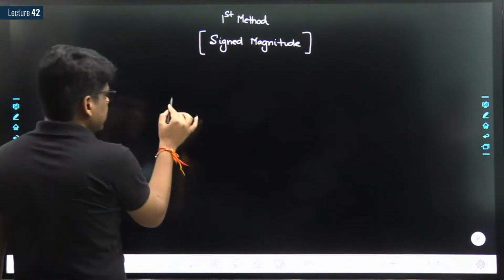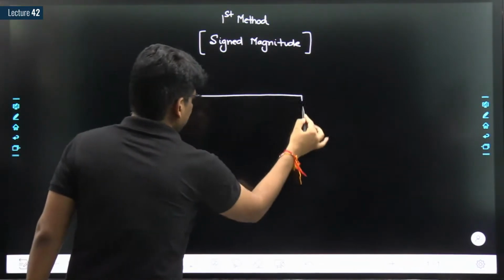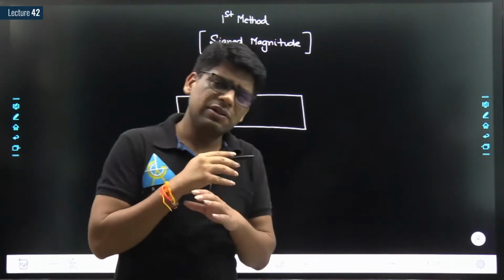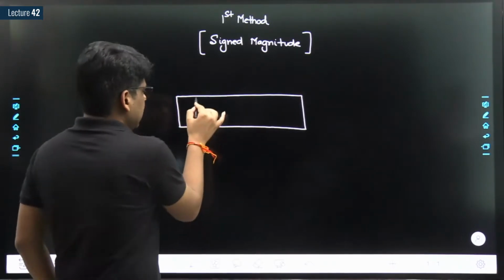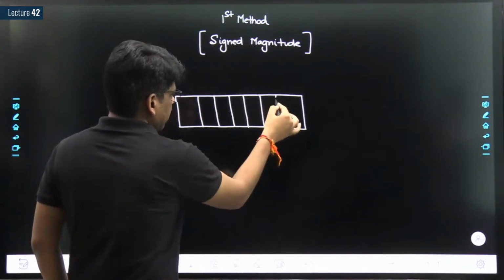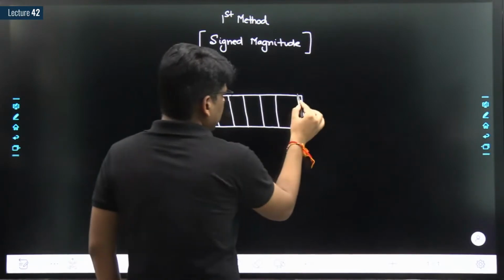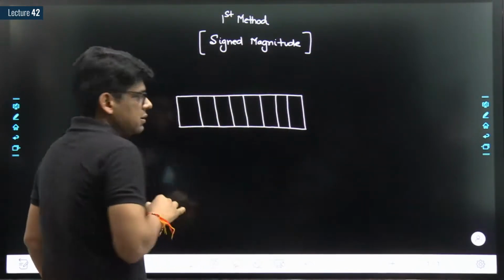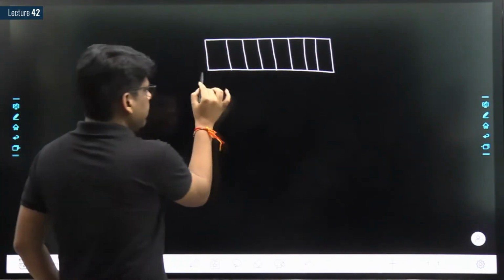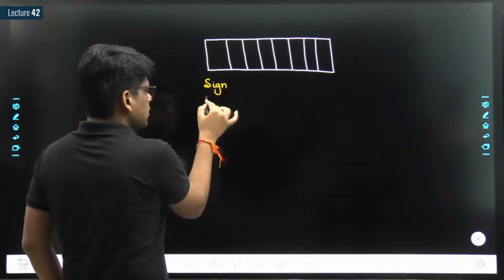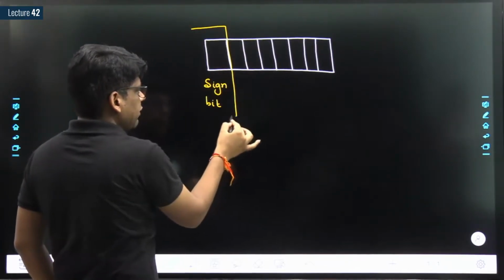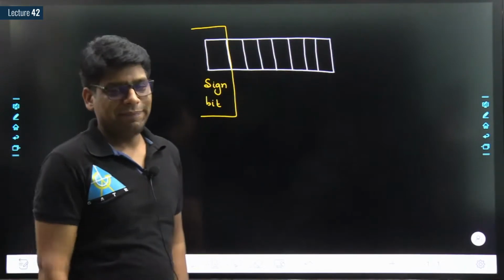Sir, signed magnitude says, let me assume that the integer is of 1 byte or 8 bits. You can also assume 2 bytes. The story will be the same. Let us assume that the integer is of 1 byte, basically 8 bits: 1, 2, 3, 4, 5, 6, 7 and 8. So what does the signed magnitude method say? That 1 bit is reserved for sign. That means the most significant bit represents the sign of a number.